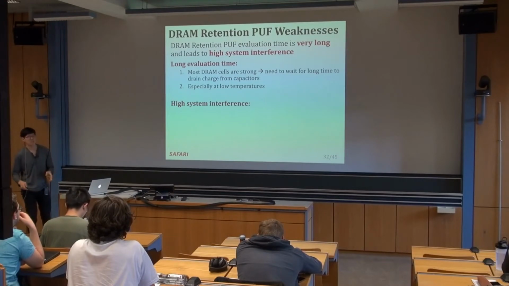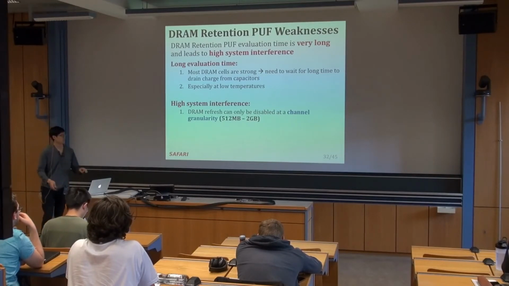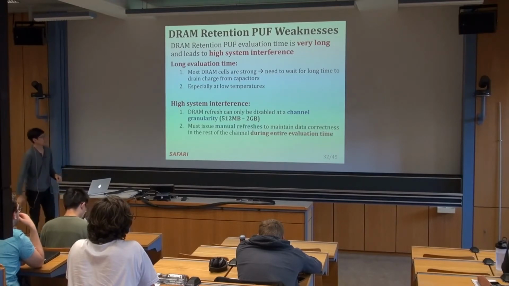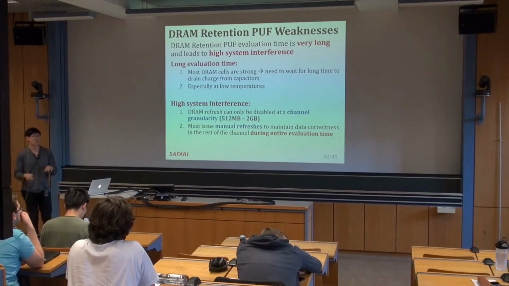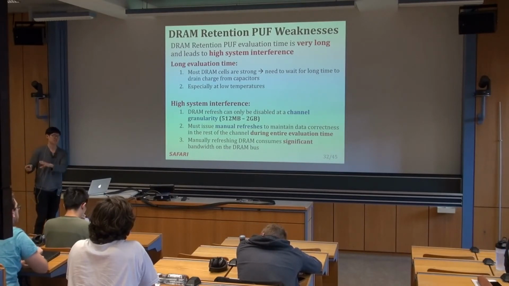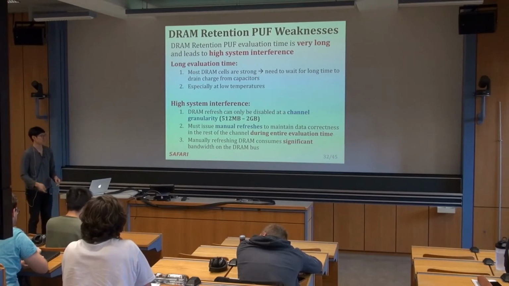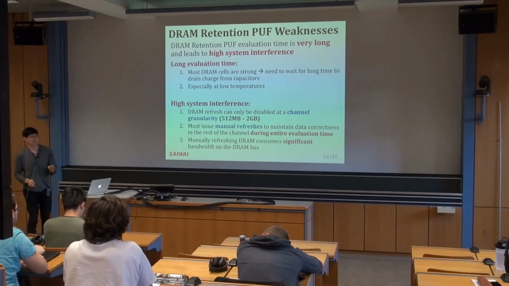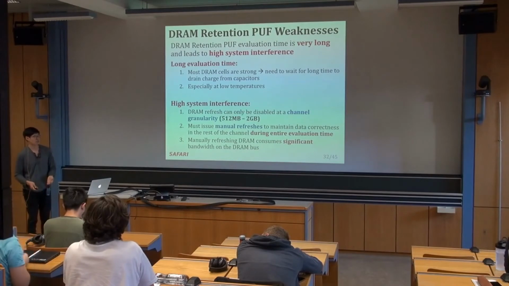Also, it has high system interference, and this is because with current DRAM, refresh can only be disabled at a channel granularity, which is between 0.5 gigabytes and 2 gigabytes on typical DRAM chips. They must issue manual refreshes to maintain data correctness in the rest of the channel during the entire evaluation time of their small PUF memory segment. Those manual refreshes go to the rest of the channel that's not contained in the PUF memory segment. And manually refreshing DRAM consumes significant bandwidth on the DRAM bus.